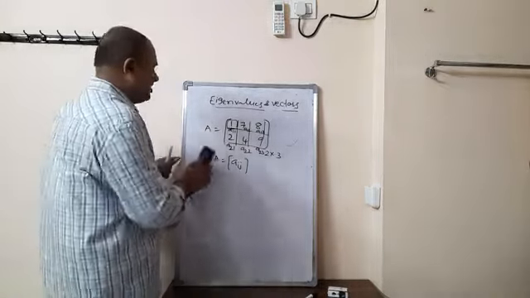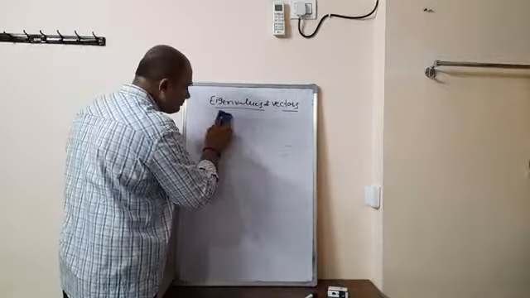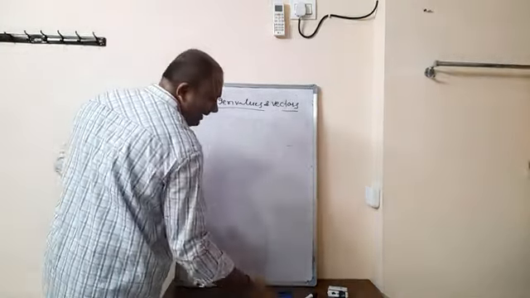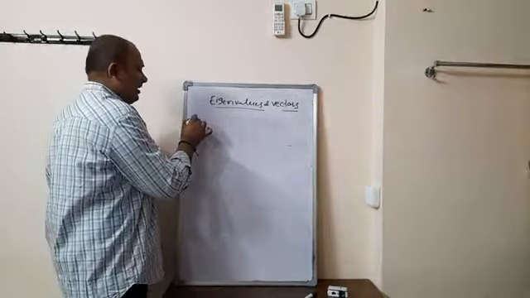After that, the next definition is the unit matrix or identity matrix. Very, very important.